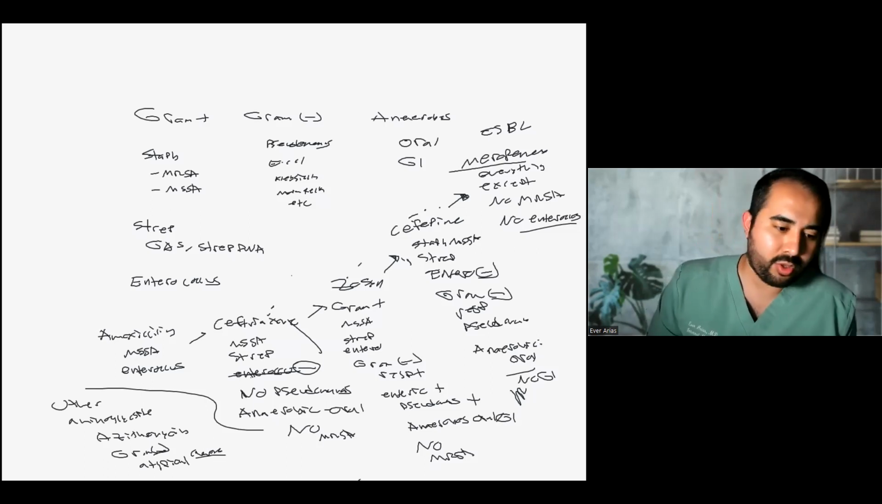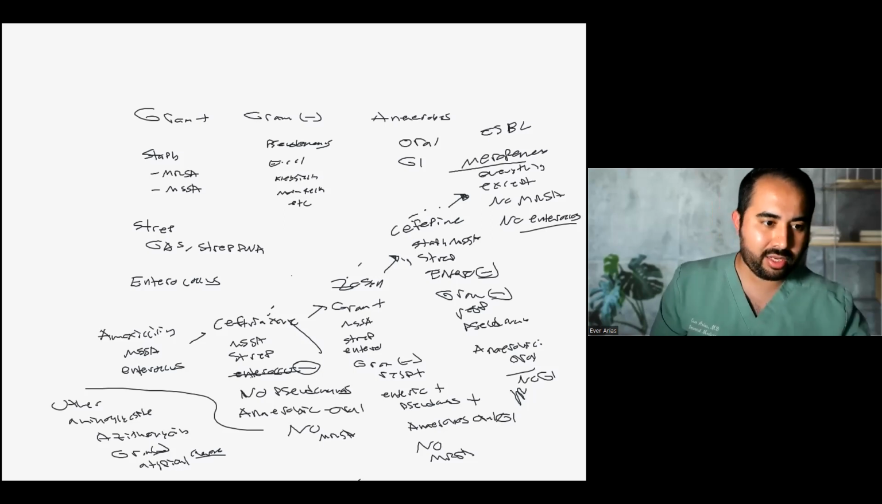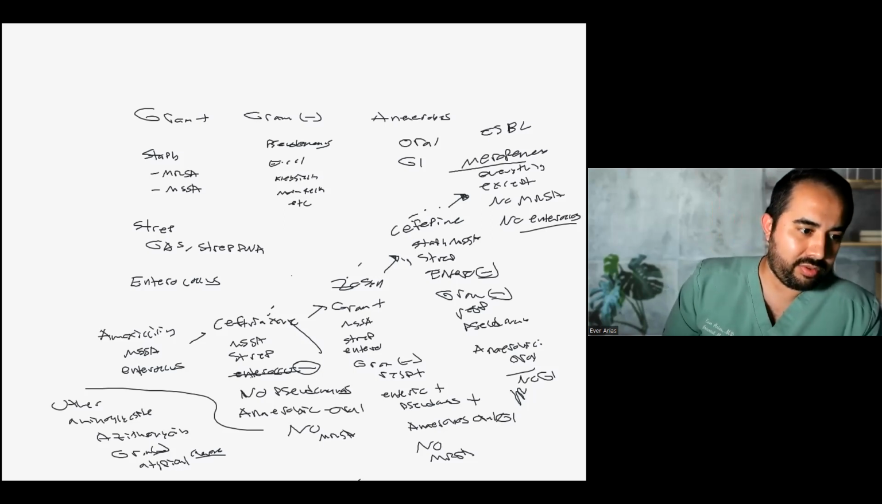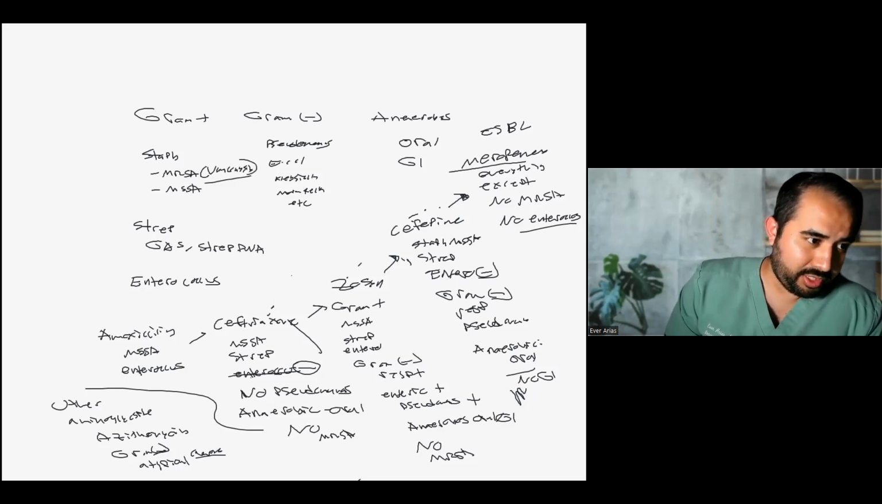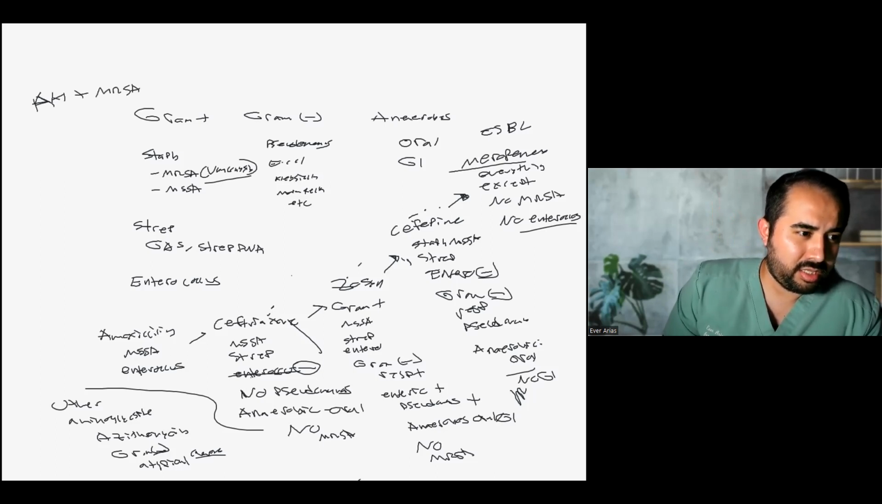And then, obviously you guys know Vanc. Vanc is great. Its role is basically for MRSA. Something you also want to consider is someone who comes in with an AKI plus MRSA. You give them linezolid. Okay.